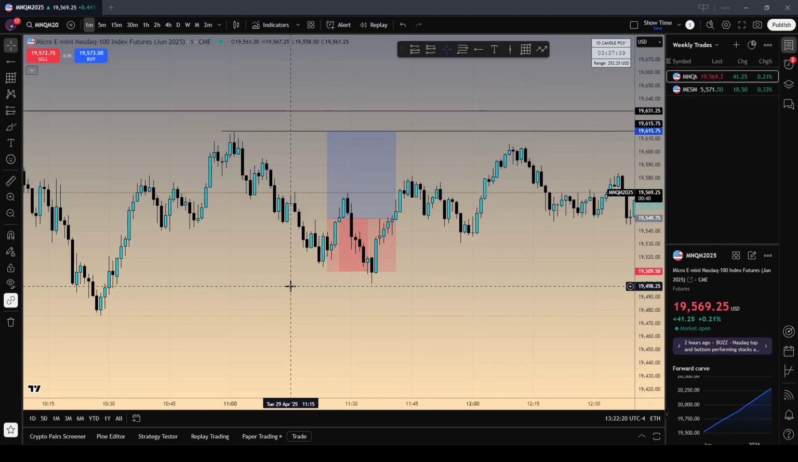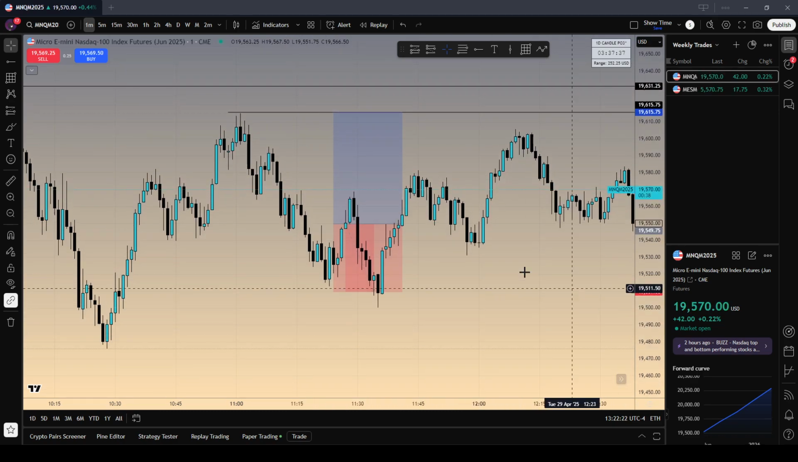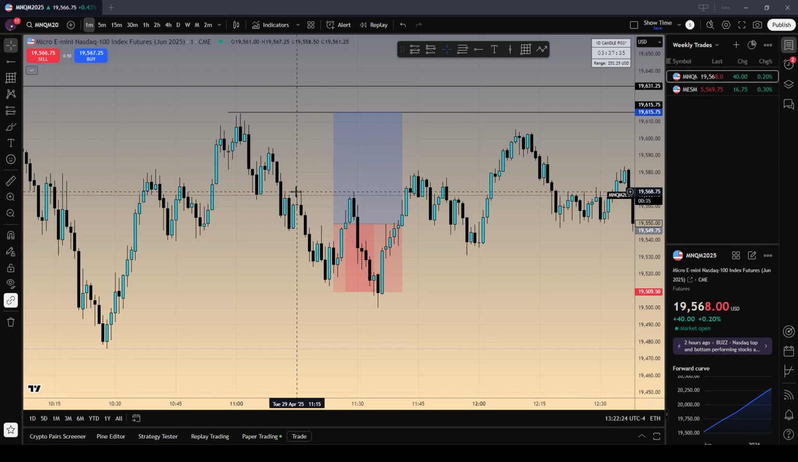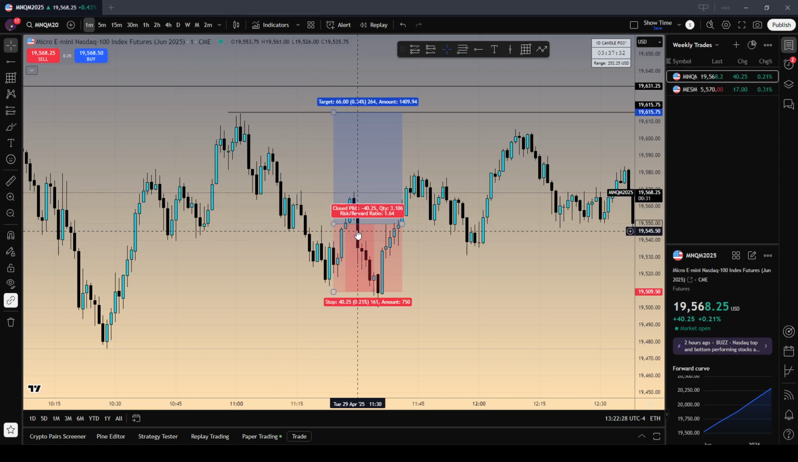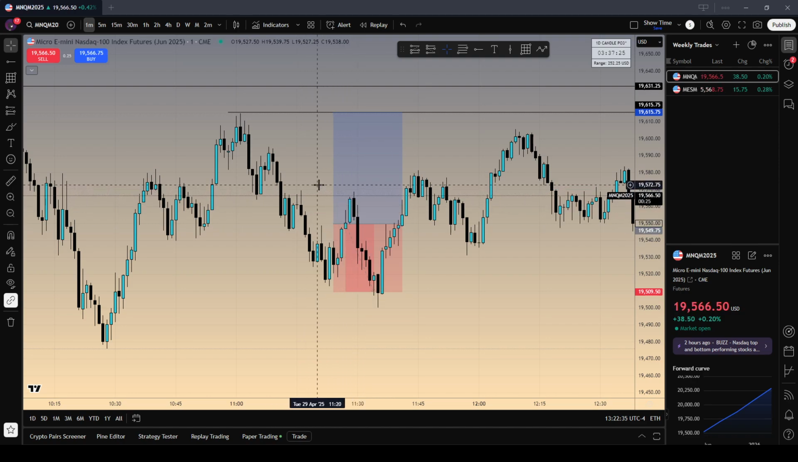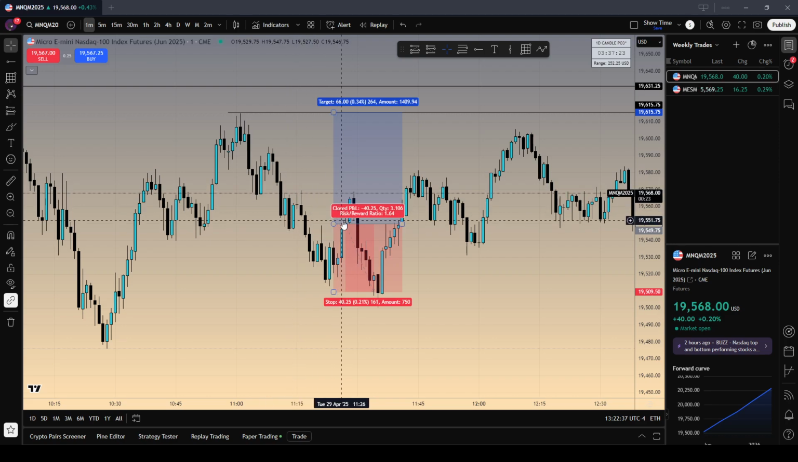What else? I loved the fact that we hadn't actually swept this high yet. So we kept this high before coming and triggering my entry here. So to me, that was even more of a reason we should go higher because we haven't even taken this yet. So at the very least, we're going to take that, so I'll be in some profit. But obviously that did not happen.